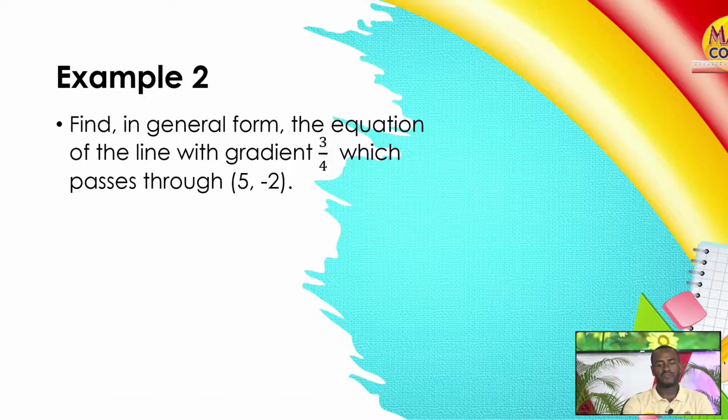Find in general form the equation of the line with gradient 3/4, which passes through (5, -2). How do you go about finding the equation for this information? Since you have mastered some concepts from CXC, I want you now to pause this video. Go ahead, try it, and then resume the video. Let us now go through the solution of this question.